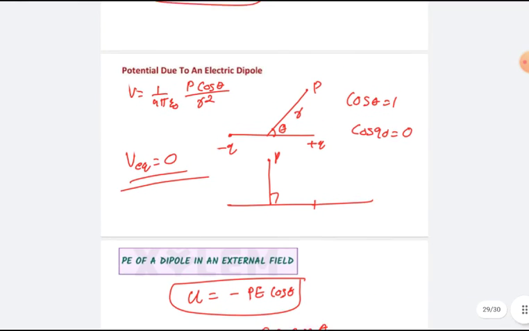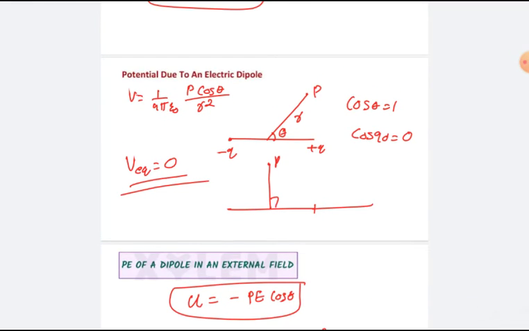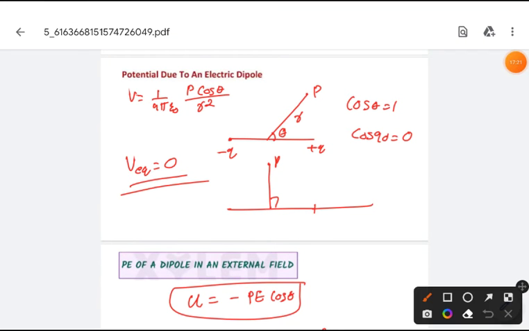You know what is the potential due to electric dipole? In the first chapter we learned that E is equal to 1 by 4 pi epsilon 0 into Q1 into Q2 by R square. And later we learned that V is 1 by 4 pi epsilon 0 into Q by R. And here we learned that V is equal to 1 by 4 pi epsilon 0 into P cos theta by R square.